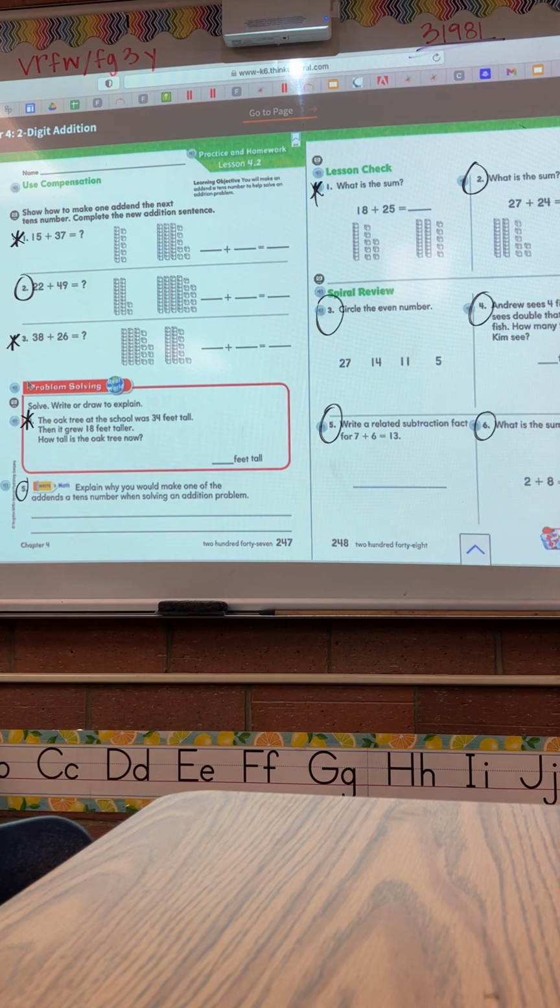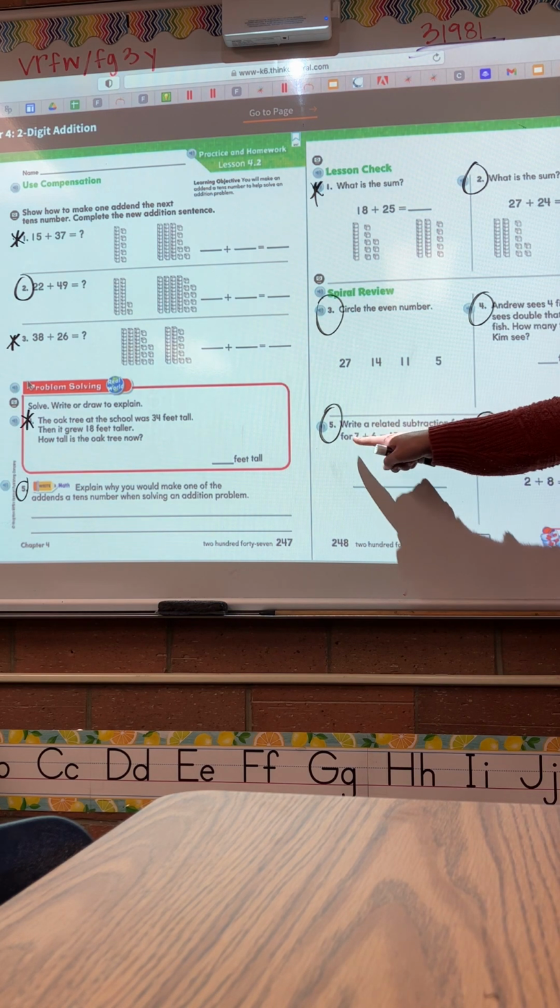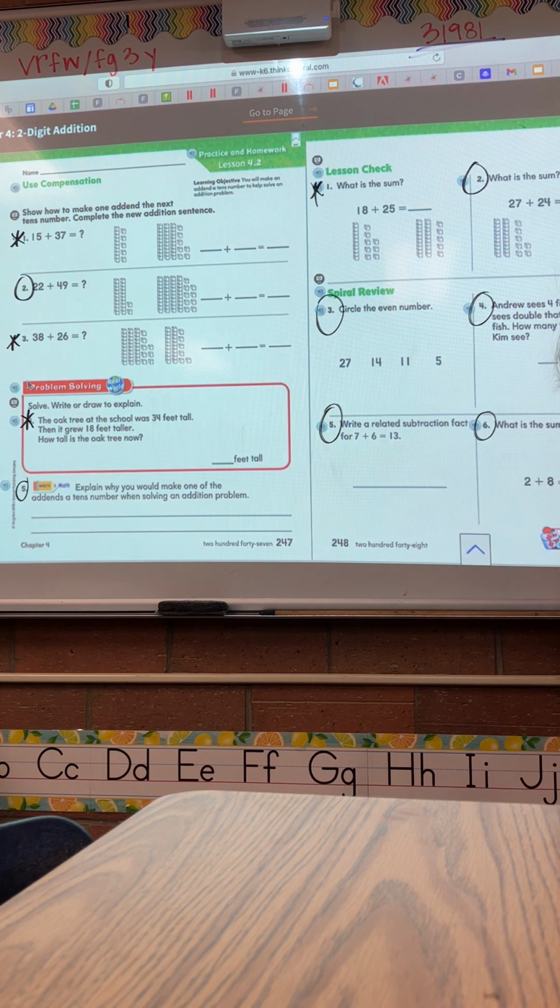Number 3, circle the even number. So which one of these would have a partner? Number 4, Andrew sees 4 fish. Kim sees double that number of fish. So how many fish does Kim see? Number 5, write a related subtraction fact for 7 plus 6 equals 13, which means that you're going to use the digits 7 and 6, and you're going to use the number 13 to tell me a true subtraction fact.